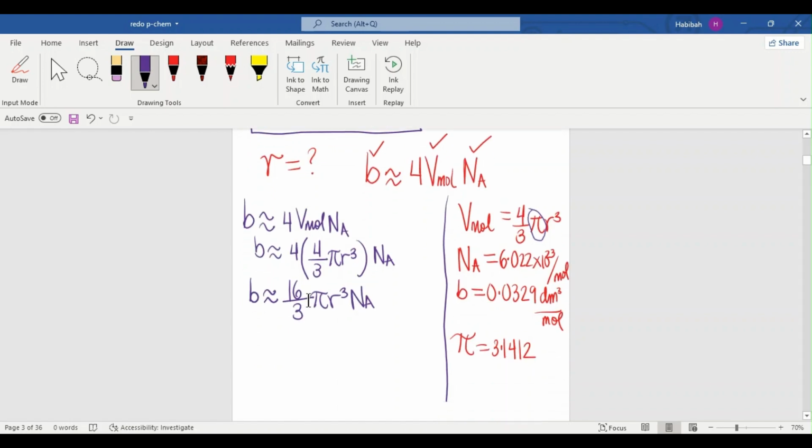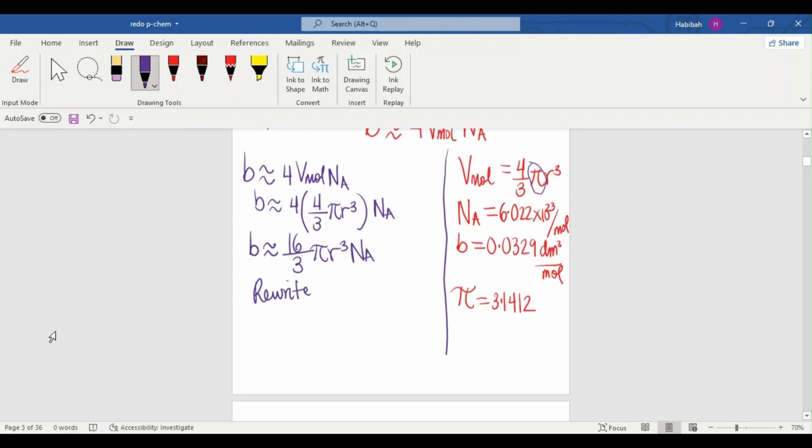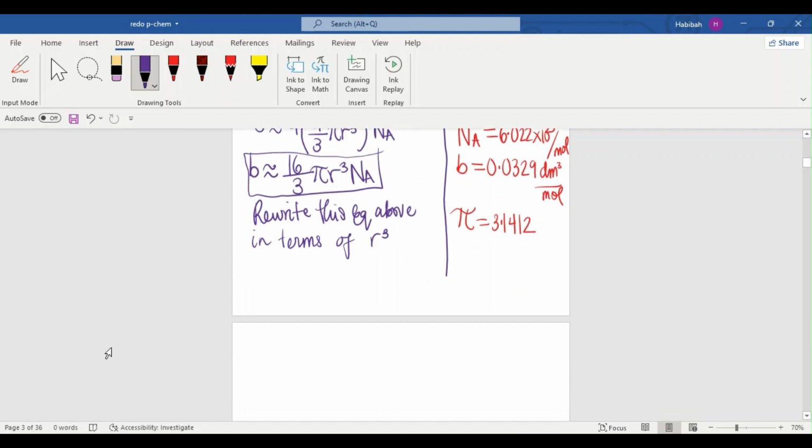Since we're trying to solve for the radius, we're just going to rewrite this equation in terms of the radius. So this equation right here, we're going to rewrite it in terms of r cubed. Rewriting this equation in terms of r cubed, what you end up with is simply r cubed equals 3b divided by 16 pi Na. That is basically the work.